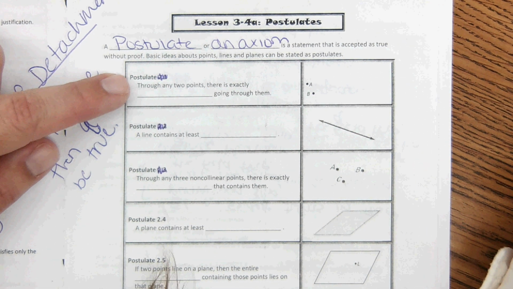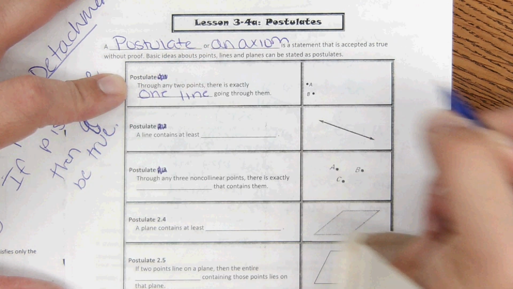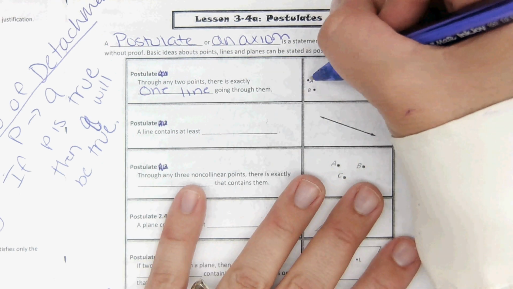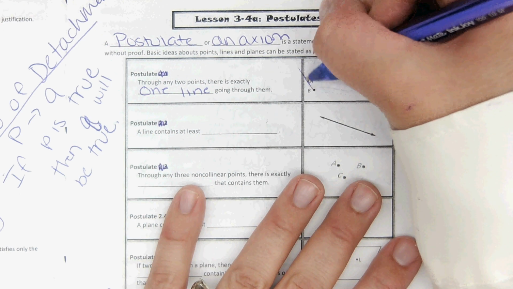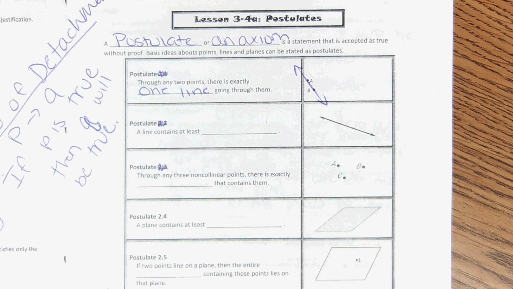So through any 2 points, there is exactly one line going through them. So here it shows point A and B. And for them to be collinear, the line doesn't even have to be drawn. You can draw it to show, but there's the line. So any 2 points. For example, if I have a point on the board and a point on my desk, I can draw a line through those 2 points. Or wherever those 2 points are, you can draw a line through those 2 points.